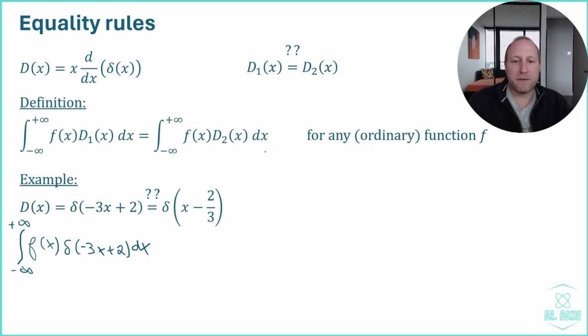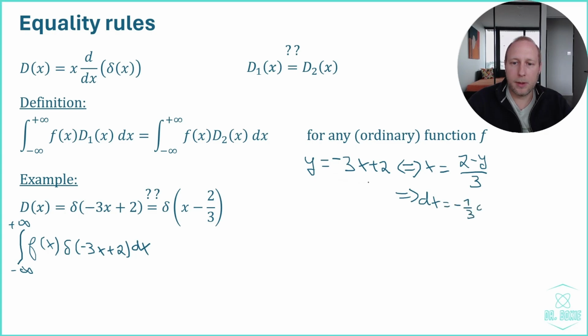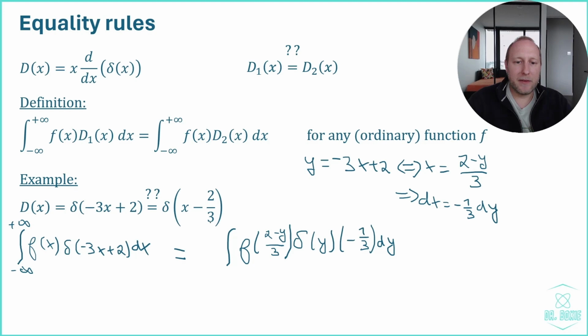Now I will do a change of variables. I will define y as negative 3x plus 2, which is equivalent to saying that x is equal to 2 minus y divided by 3, and therefore dx is equal to minus 1/3 dy. And we plug this into the integral. So we get the integral of f of x, which is f of 2 minus y divided by 3, times the delta of y, times dx, so times minus 1/3 dy. Now the boundaries: when x goes to negative infinity, y goes to positive infinity, and vice versa, when x goes to positive infinity, y goes to negative infinity.